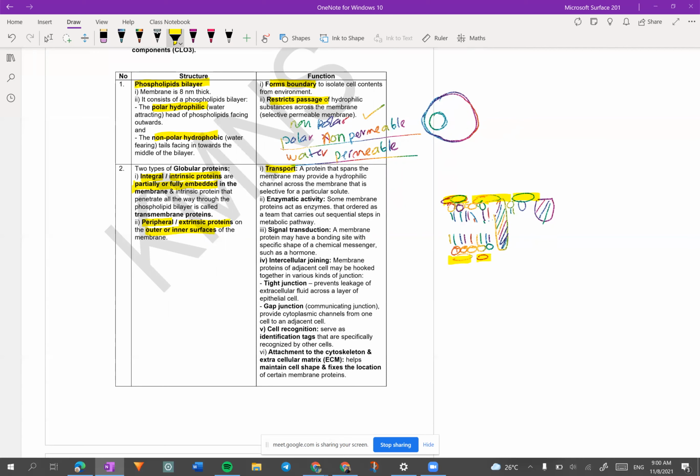Macam ni kan. Kalau dia tembus terus, let's say saya buat sini. So di sini tembus terus dan sini pun tembus terus. So dia boleh jadikan satu lorong untuk air tersebut lalu. Bukan setakat air je, ada benda-benda lain juga. Contohnya macam sodium, kan tadi dia repelled by the membrane. So kalau dia nak masuk into the cell, dia kena lalu di lorong. So for transport. Next adalah enzymatic activity.